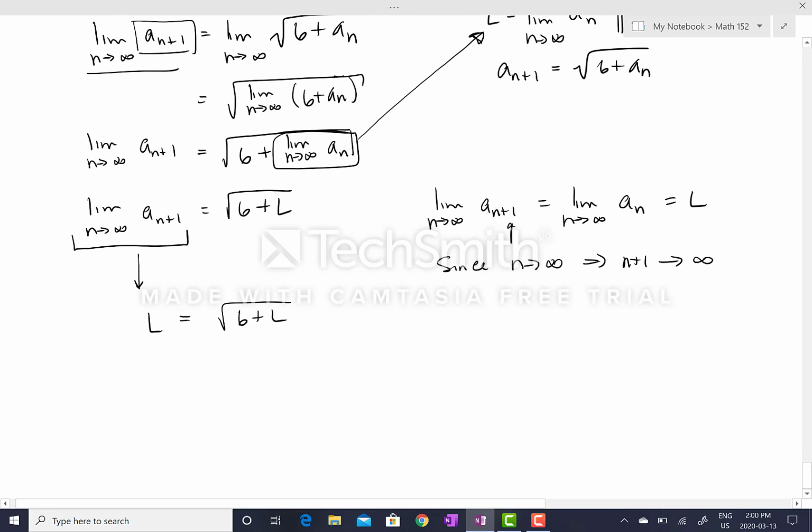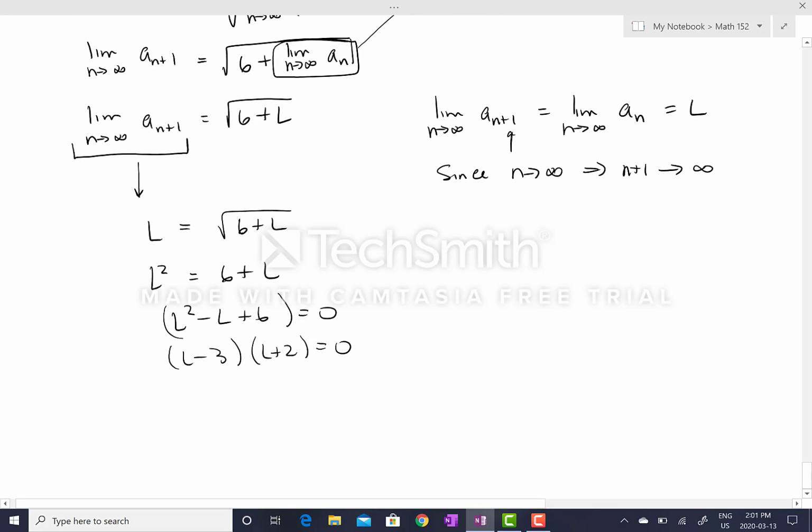That allows me to solve for L. I square both sides, and I get L squared minus L minus 6 equals 0, and that factors in this manner, equals 0, and we get L equals 3 or L equals negative 2. We know the limit is positive. It is bounded below by 2, so the negative solution does not tell us anything. We established that, and we now know what the limit actually is. So the limit as n goes to infinity of a_n is equal to 3.